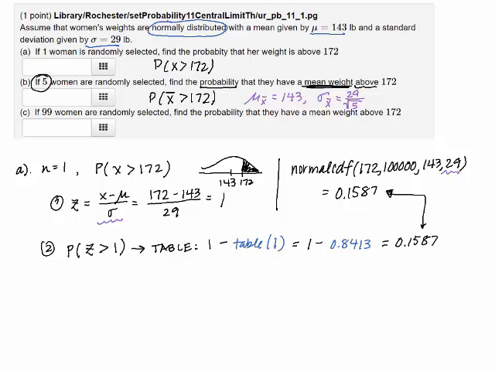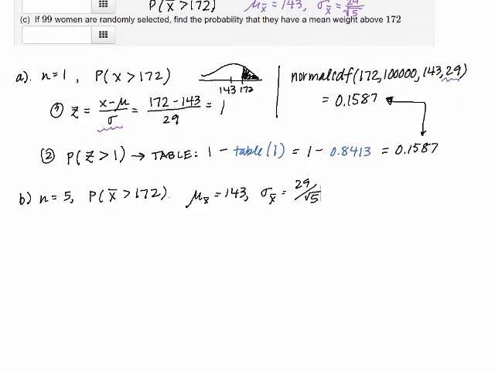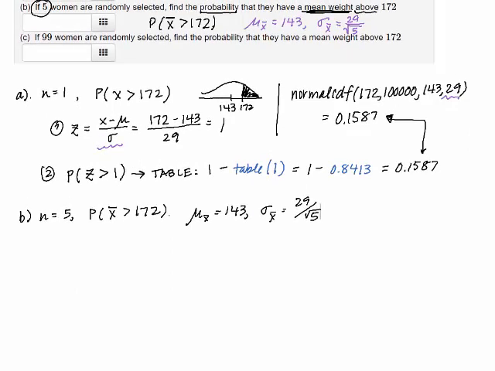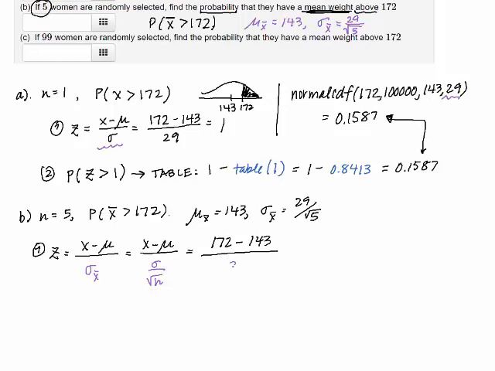So let's see if we can do that. Part B, our sample size is 5. We want the probability that x bar is greater than 172. We have a mean of 143 and a standard deviation of 29 over the square root of 5. So in the two-step plan, number 1, find z. This is x minus the mean divided by the new standard deviation, the standard deviation of x bar. Or if you like to just do it all at one time, x minus the mean divided by regular sigma divided by the square root of the sample size. X still 172, the value we care about, mean still 143, divided by now though the adjusted standard deviation, 29 divided by the square root of 5.